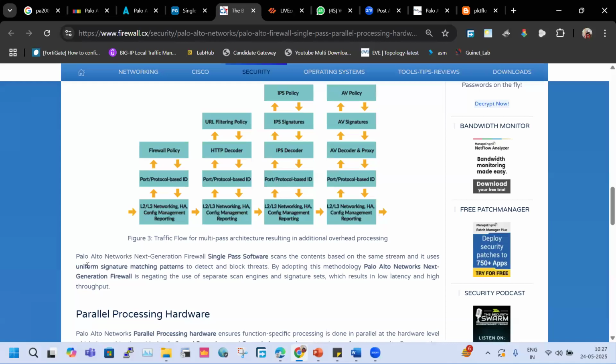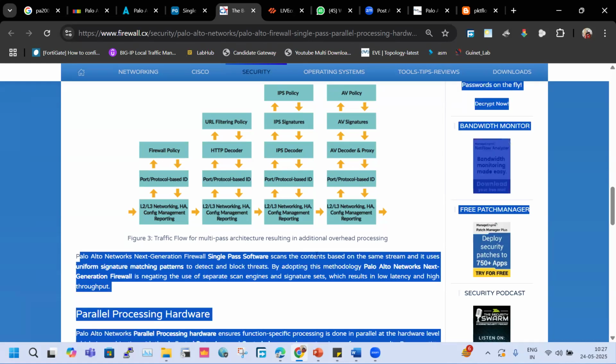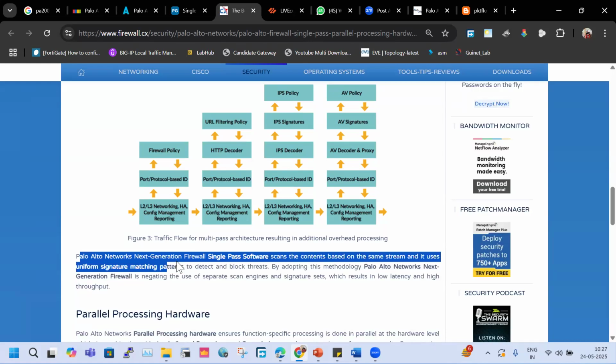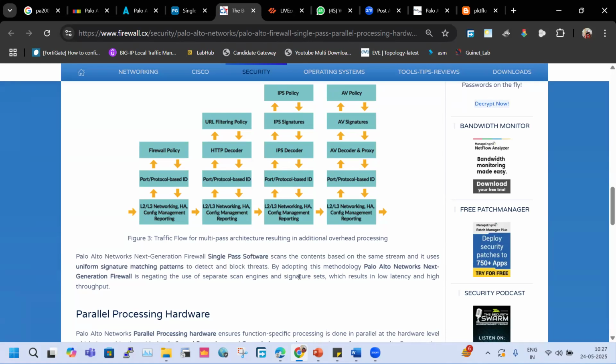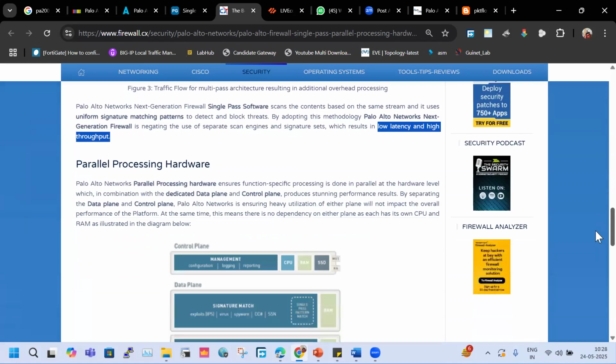Okay. Palo Alto network next generation firewall single pass software scans the content based on the same stream. It uses uniform signature matching patterns to detect and block the threats, right? By adopting this methodology, Palo Alto network next generation firewall negates the use of a separate scan engine. Low latency and high throughput it provides, right?